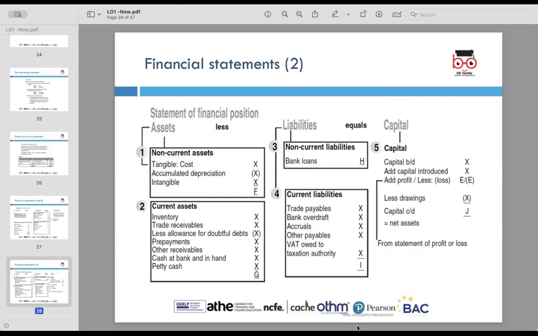Investment decisions: investors use the balance sheet to assess the financial health and risk profile of the business before making investment decisions. So finally, regulatory compliance: businesses must prepare the statement of financial position in accordance with accounting standards and regulations to ensure transparency and compliance.